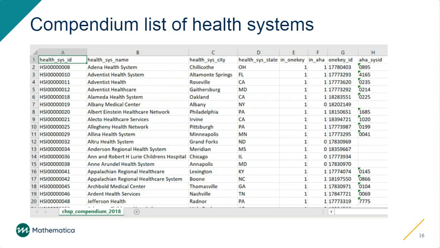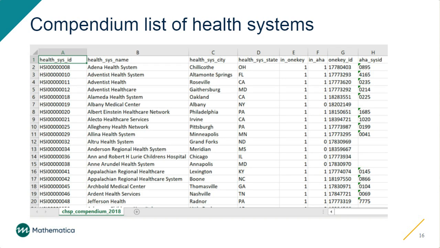So this is a screen capture of the compendium, of the list of health systems. Each row is a health system. It is purposefully very simple. It is intended for you all to be able to use it, to download it, understand it, and link it to other data. Just running through this very quickly, and again, this is just a screen capture of just the first 20-ish rows. There are 636 systems in the data.